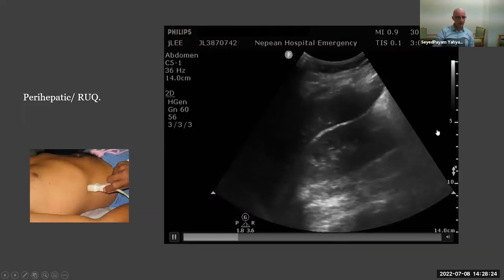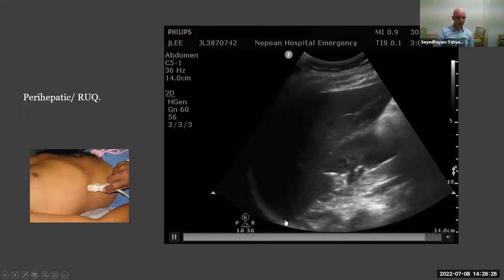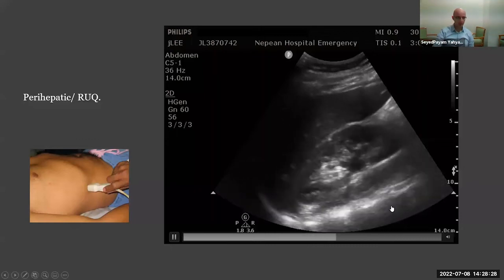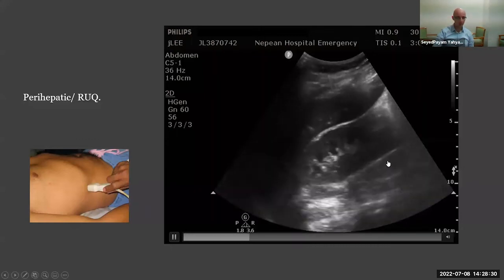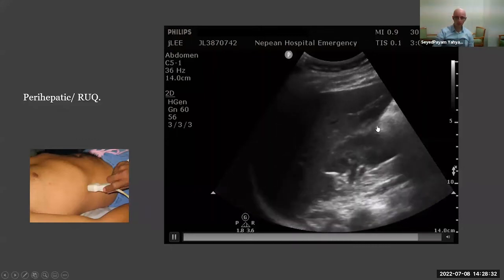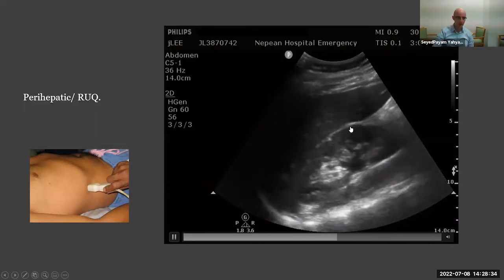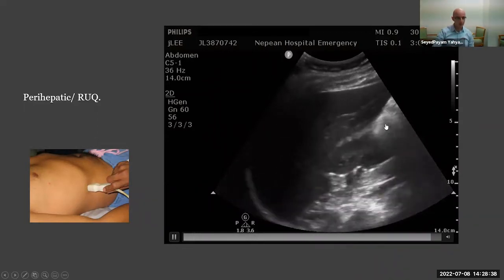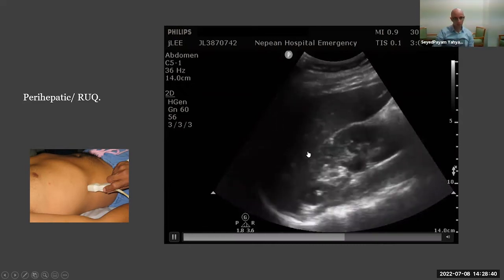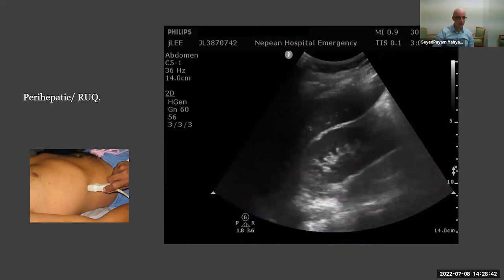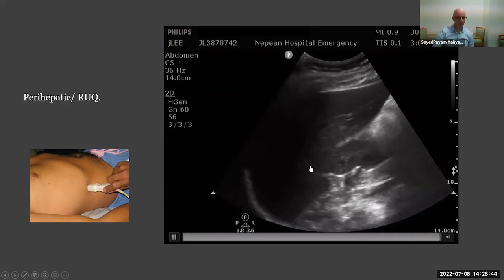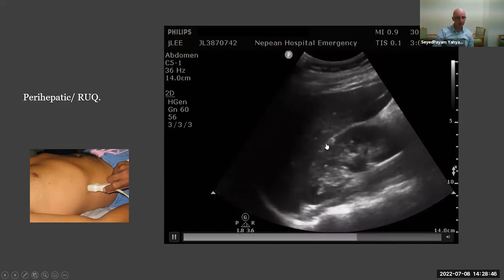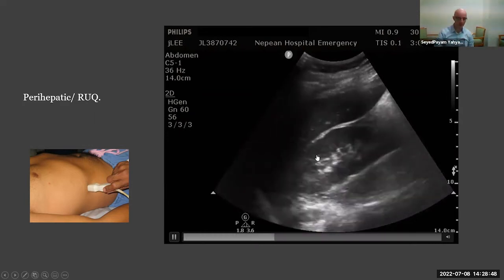What we want to see is, pretty much, we put the depth at where we can see the spine, and we sweep through the kidney. We want to see the interface between the kidney and the liver, the Morrison's pouch, to look for free fluid, which would appear as a band of anechoic area if it is not clotted blood.